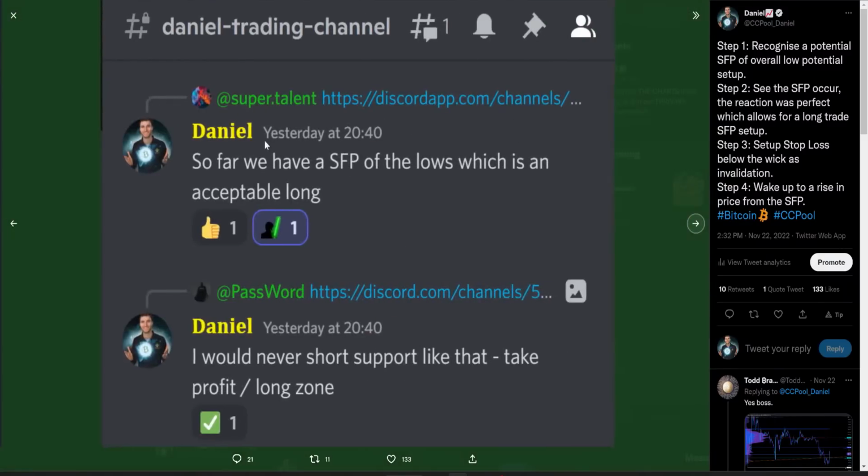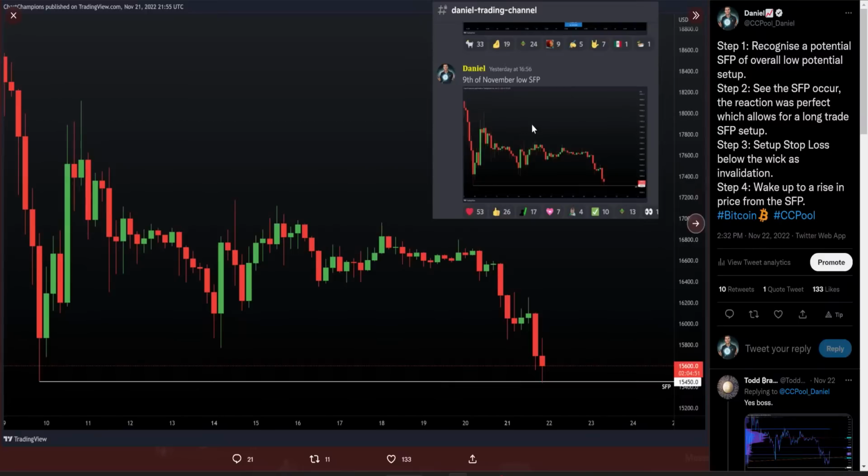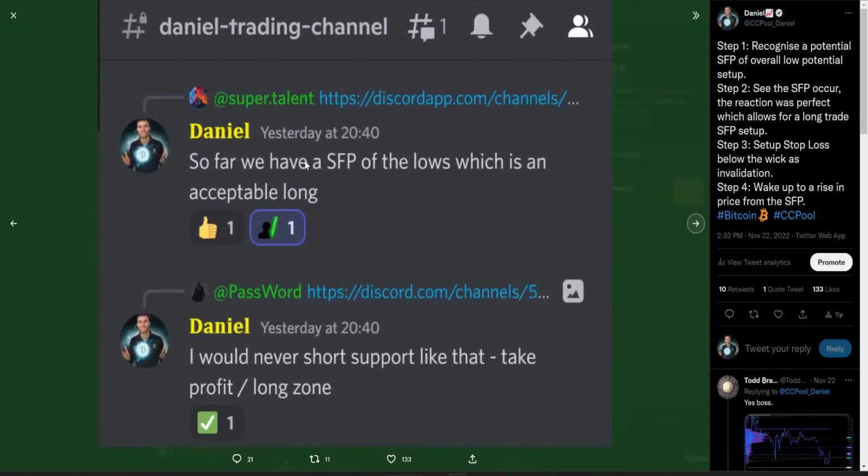Okay, from here, I had a few questions, of course, as always in my team, after posting in the Discord, hey, we've just done the swing failure pattern. I, of course, then got a few questions, and I answered that. This was before the pump, before the move up. Simply said, so far we've had a swing failure pattern of the low, which is an acceptable long trade.